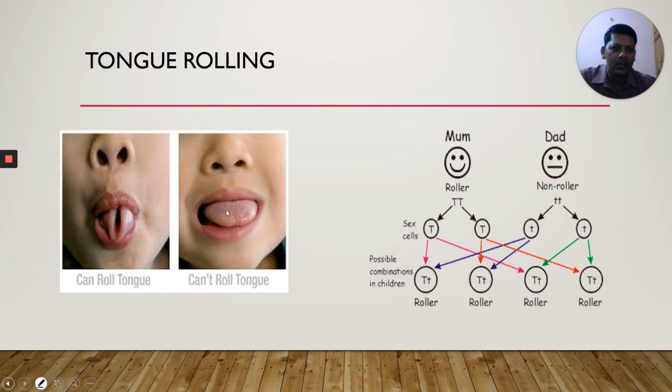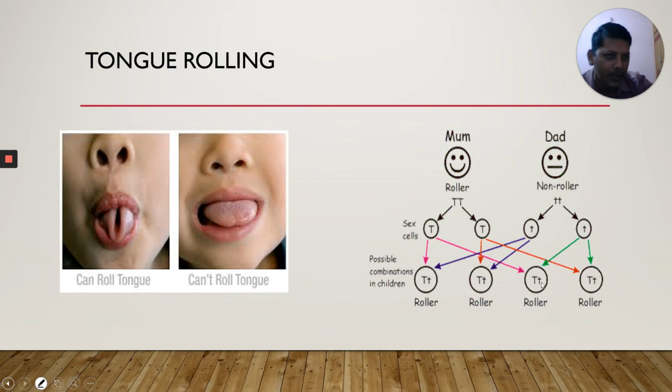Okay, there is a genetic basis for why some people can roll the tongue and some people cannot. For example, your mom is a tongue roller, your mummy can roll the tongue, and your dad cannot roll the tongue. How will the children be? All children can roll their tongue. Mom can roll, father is a non-roller, and the possible combinations in children are all rollers. All children can roll their tongue.